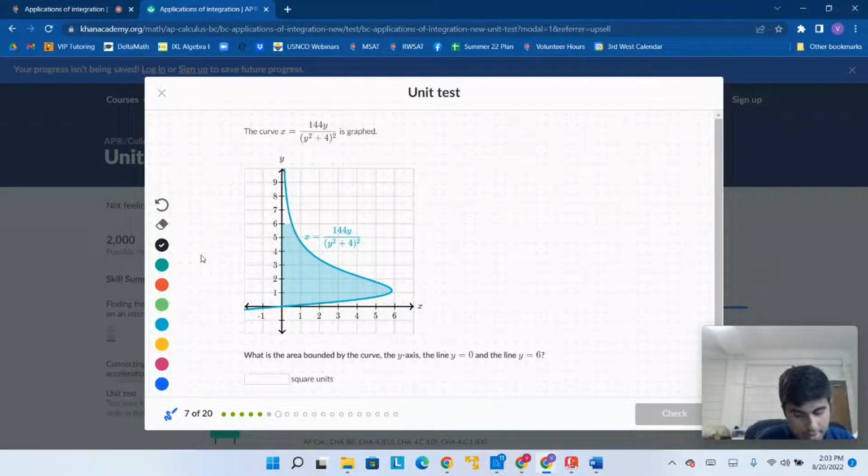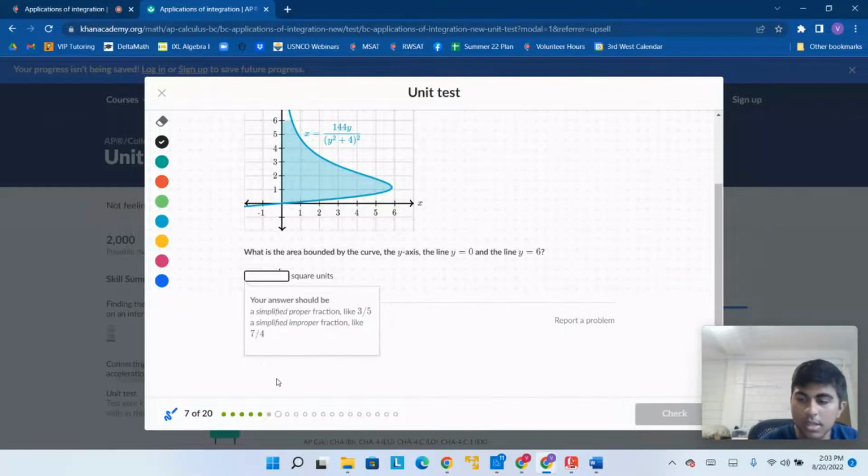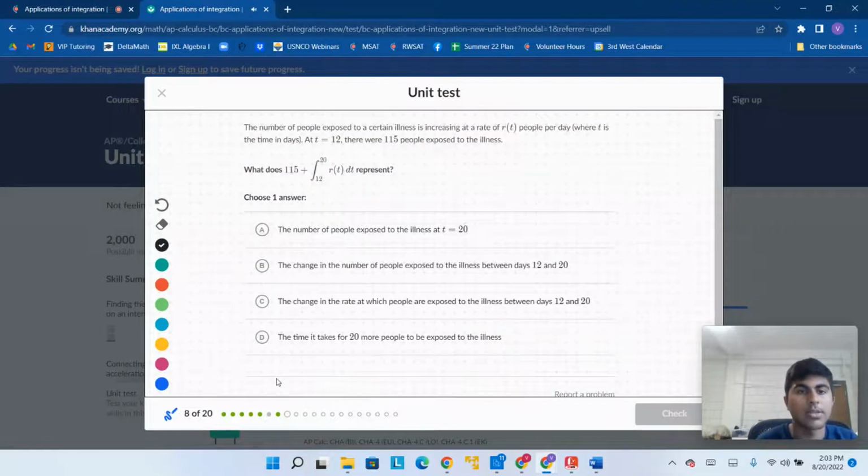So you're just going to type that into your calculator. From 0 to 6, 144y over y squared plus 4 squared. Right? And you get 16.2. And we can move on to the next question.